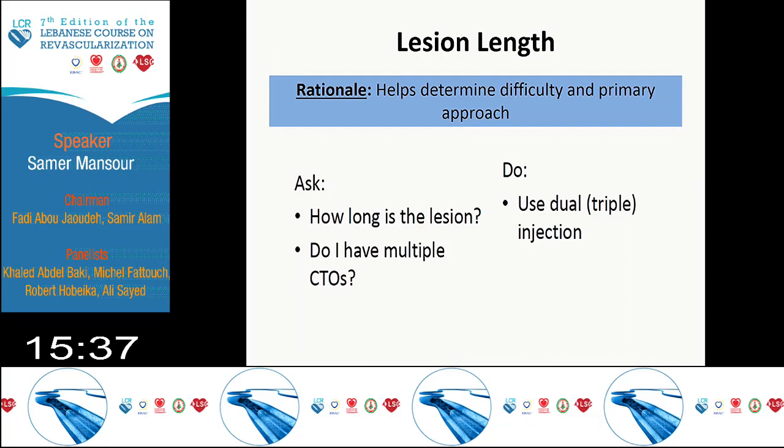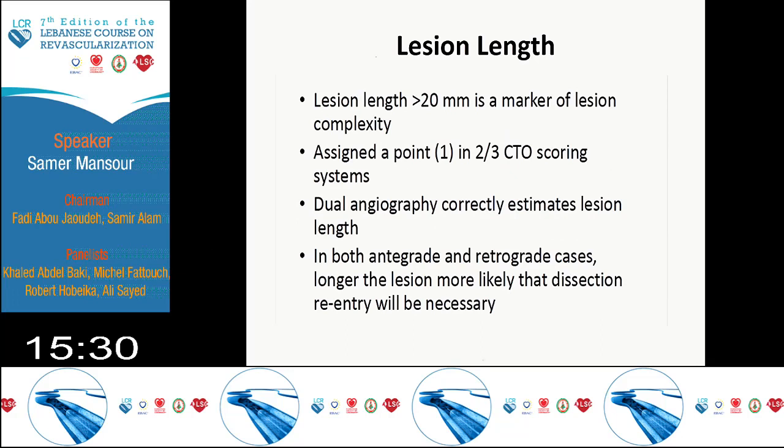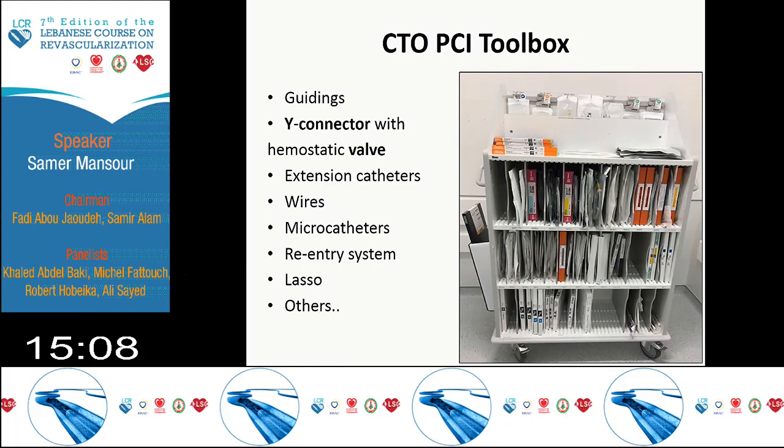Lesion length helps to determine the difficulty and primary approach. How long is the lesion? Do I have multiple CTOs? And of course, the dual injection will help you to determine the lesion length. A lesion length higher than 20 millimeters will increase the complexity of the procedure. It is assigned a point in 2 of the 3 available CTO scoring systems. Dual angiography correctly estimates the lesion length. In both antegrade and retrograde cases, the longer the lesion is, the more likely that you may need dissection and re-entry.